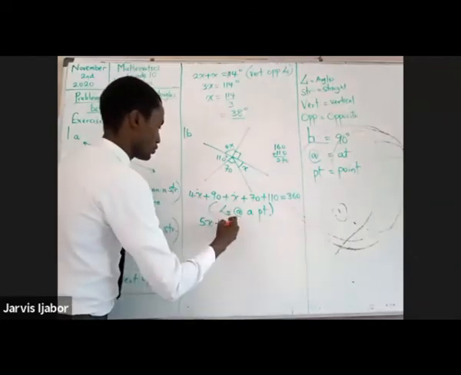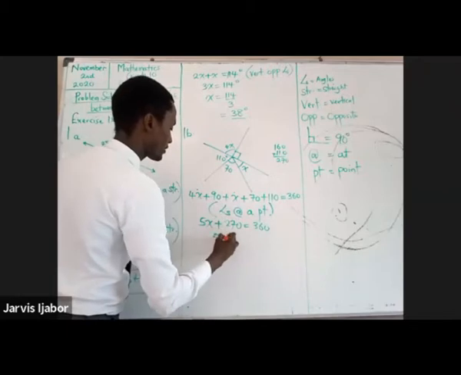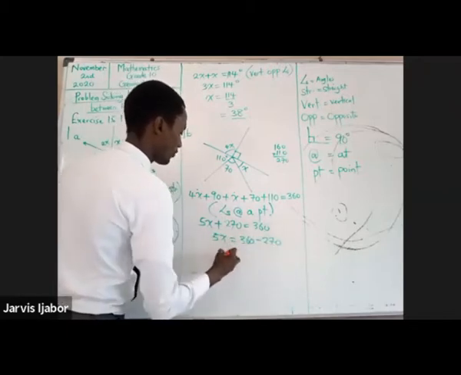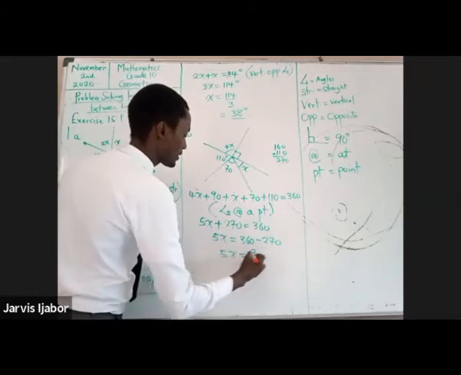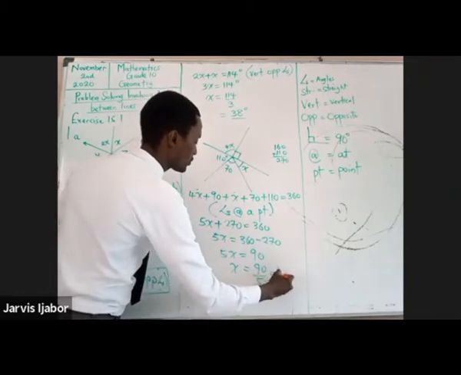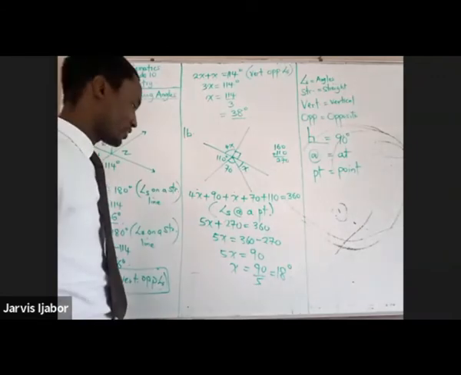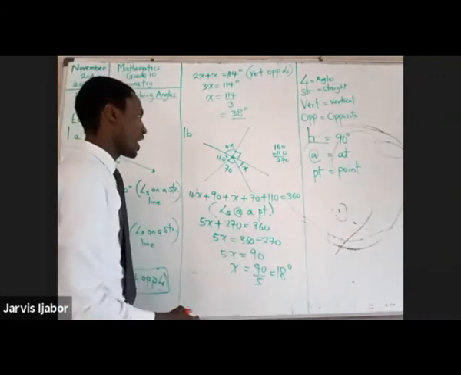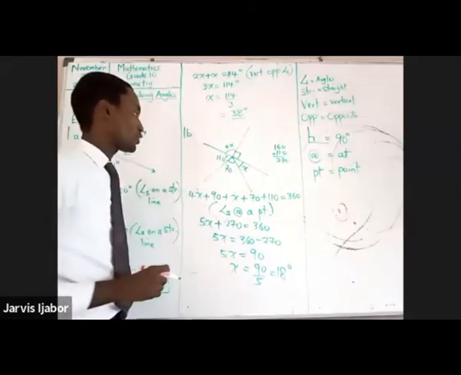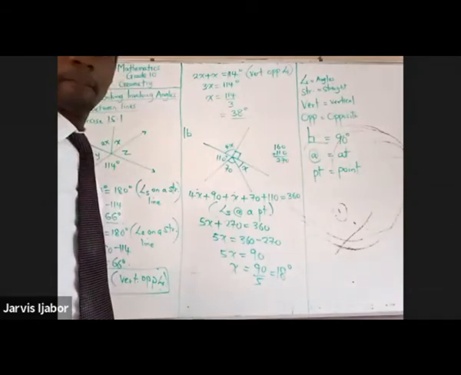So this will be what? 270 equal to what? 360. So that will be 5x equal to 360 minus 270. So 5x will be equal to 90. x will be equal to what? 90 divided by 5, which will be 18 degrees. So the answer to this question is what? 18 degrees. So x is 18 degrees. And what will 4x be? 4x will be what? Multiply this by 4, and your answer will naturally pop out. Okay?